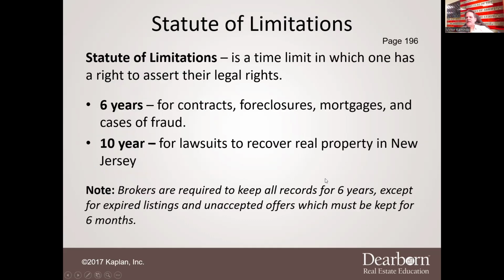So let's start off with the last one, the statute of limitations. Here, you may want to snap a picture of this slide. Statute of limitations is a time limit in which one has a right to assert their legal rights. Now, in New Jersey, there's a 6-year statute of limitations for contracts, foreclosures, mortgages, and cases of fraud. If you actually want to recover the real estate, the property, there's a 10-year statute of limitations in New Jersey.